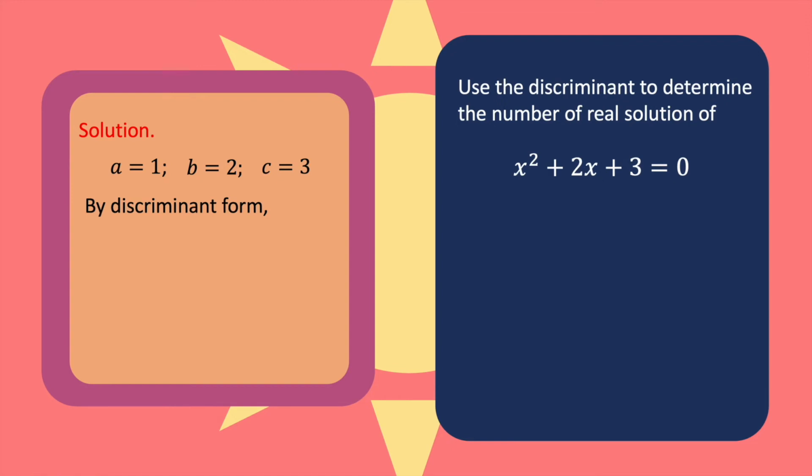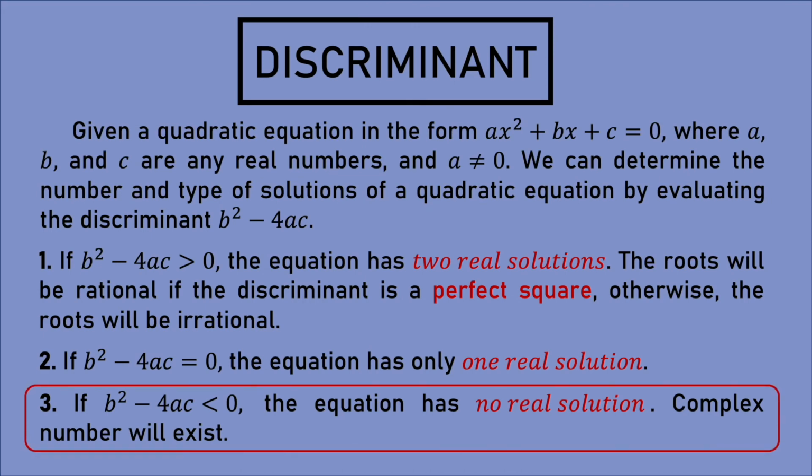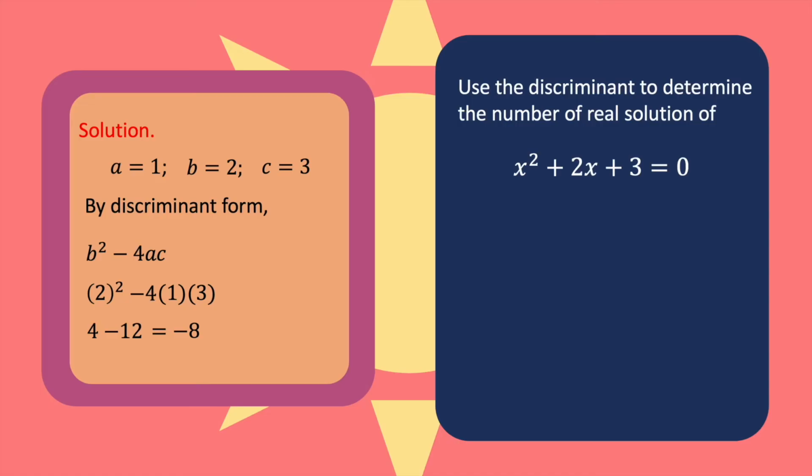By the discriminant form, b squared minus 4ac, substitute, we have 2 squared minus 4 times 1 times 3. Simplify, we have 4. Negative 4 times 1 times 3 is negative 12. And 4 minus 12 is negative 8. What is the conclusion? Under number 3, since our discriminant is negative, the given quadratic equation has no real number solution.